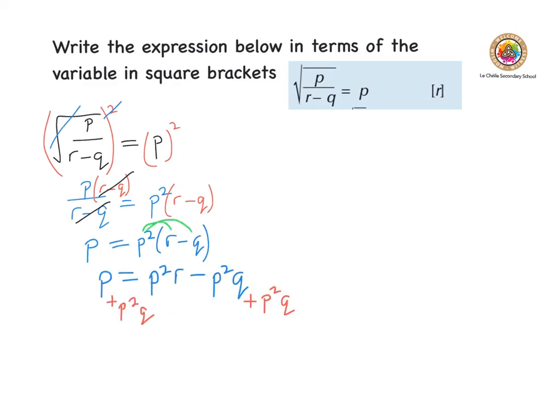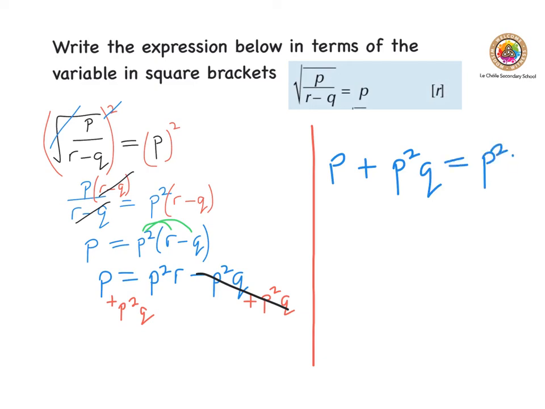Okay, and just to give me a bit more space to continue, I'm just going to draw a line down here. So tidying that up, well, minus p squared q plus p squared q, they cancel. So here on the left hand side, I'm left with p plus p squared q is equal to p squared r. And again, in order to get r on its own, well, on this side I want to divide by p squared. If I divide by p squared there, I have to divide here by p squared, and I have to divide here by p squared.